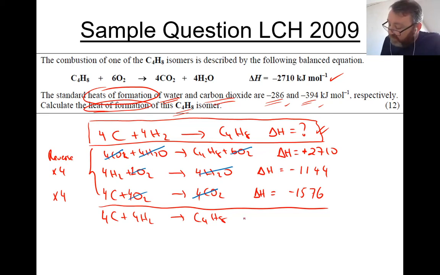Does that match what I wanted to build? The answer is yes. So in order for me to get delta H, all I've got to do now is stick these numbers into the calculator. So 2710 minus 1144 minus 1576, and that comes out as minus 10 kilojoules per mole. And that is the answer to the question.